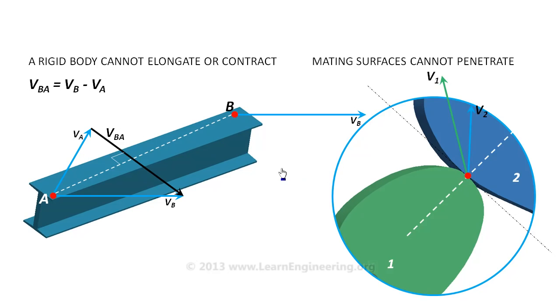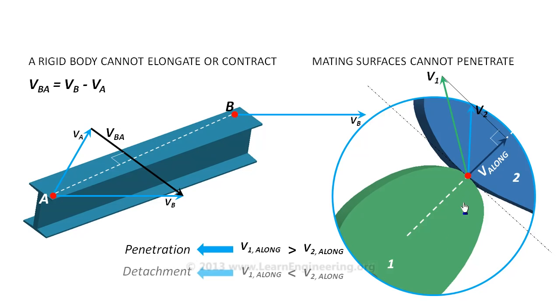No penetration means velocity component of both the link velocities along common normal should be equal. If velocity component of 2 is less than velocity component of 1, then surfaces will penetrate. If opposite is the case, surfaces will detach. Both these cases are not possible for mating surfaces. So velocity components along common normal should be equal.